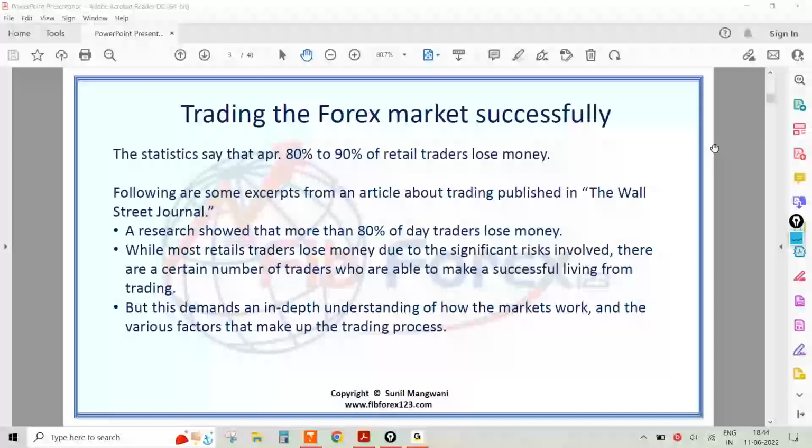Of course, there are substantial risks involved in trading, but the simple fact is if there are a certain number of traders who are able to make a successful living from trading, that means there must be a way. But this demands what I call an in-depth understanding of how the markets work and the various factors that make up the trading process. I always say that I've been trading for more than 20 years now. It took me a considerable amount of time to become consistently successful.